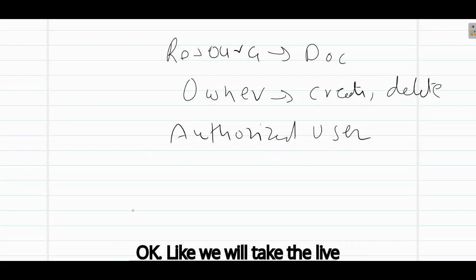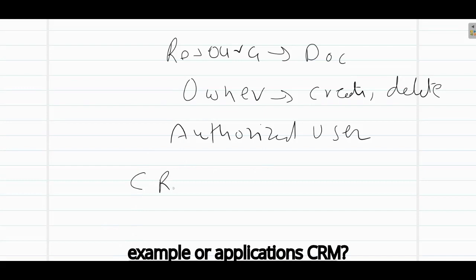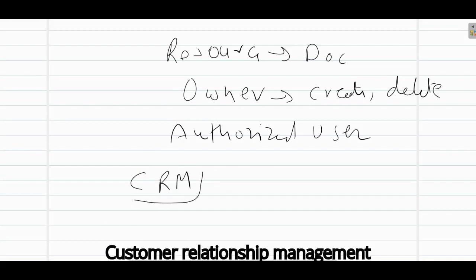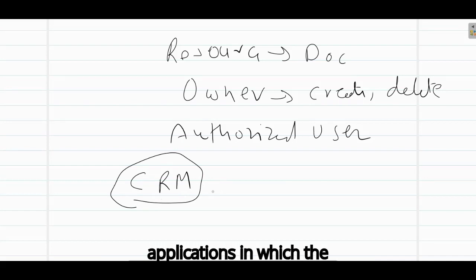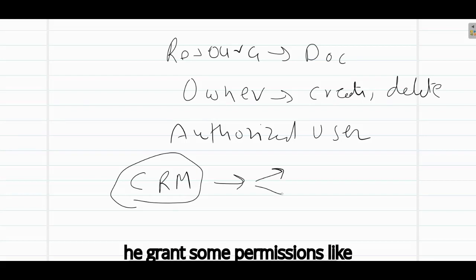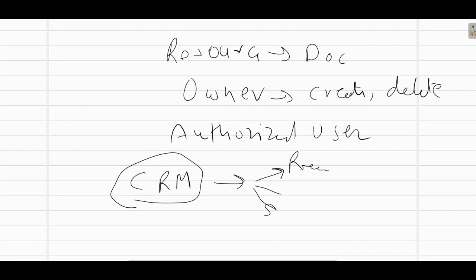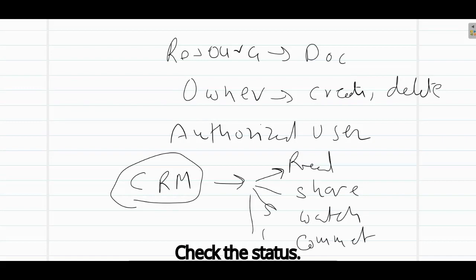Okay, like we will take the live example of applications. CRM, customer relationship management applications, in which the owner of the resources gives some permission on the portal called the CRM, in which he grants some permissions like read, share, and watch the thing, share the comments, check the status.